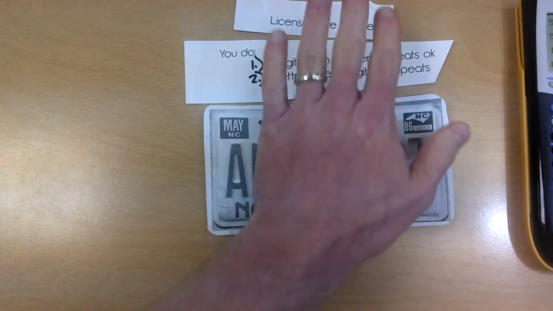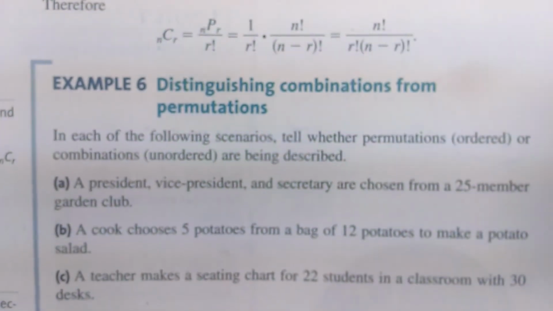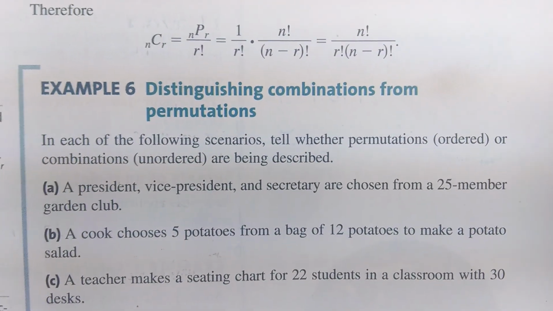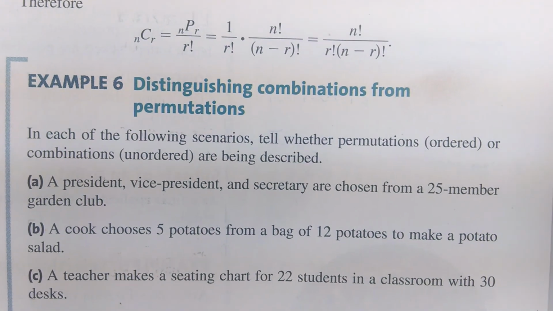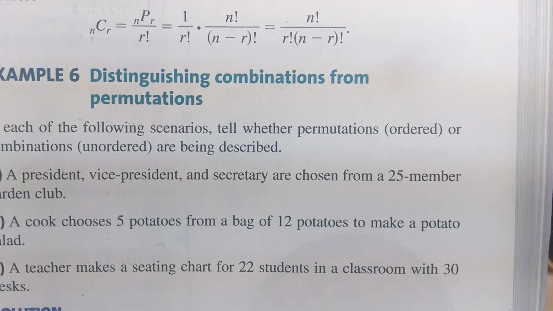Okay, so solve those at the end of your notes, and then also on page 707 in your text, example 6 has 3 great scenarios. Tell whether they're permutations or combinations, and then go ahead and figure out how many different either arrangements or groupings there are.